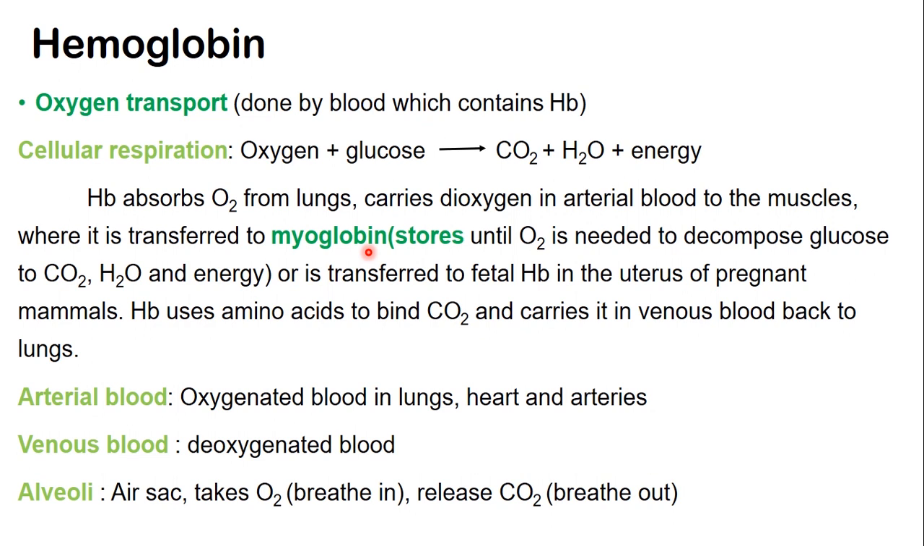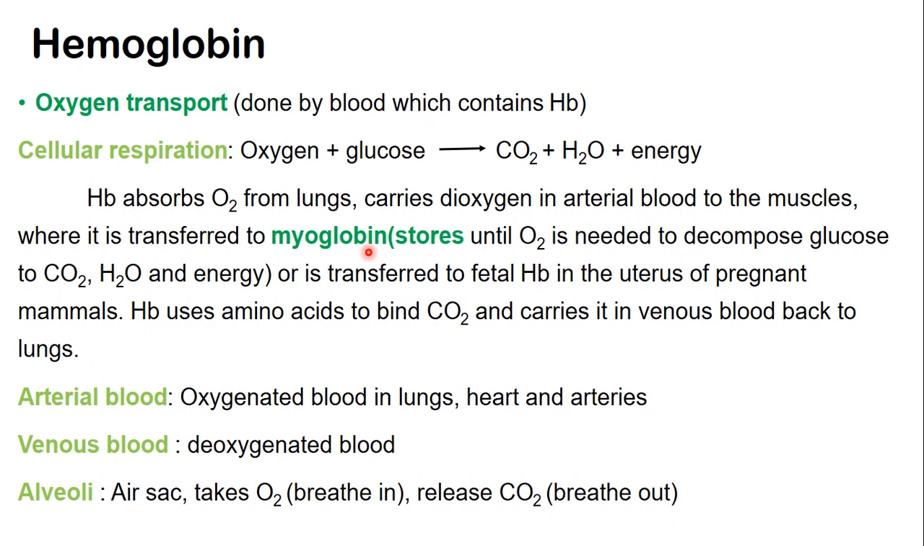In myoglobin, the main function is to store the oxygen. Hemoglobin will transport oxygen, whereas myoglobin will store the oxygen until it is needed to produce energy from glucose. So once the oxygen is transferred from hemoglobin to myoglobin, later carbon dioxide, H2O and energy will be released.